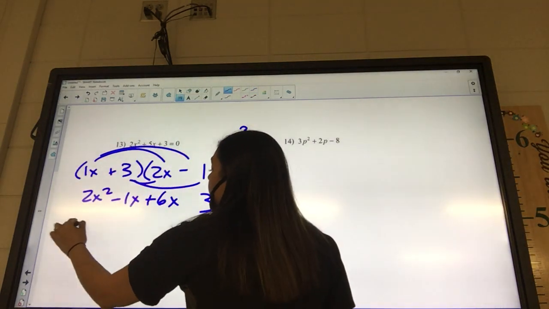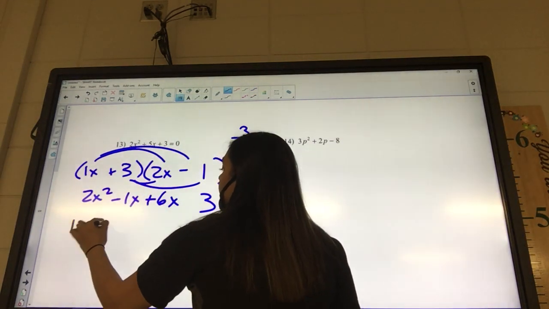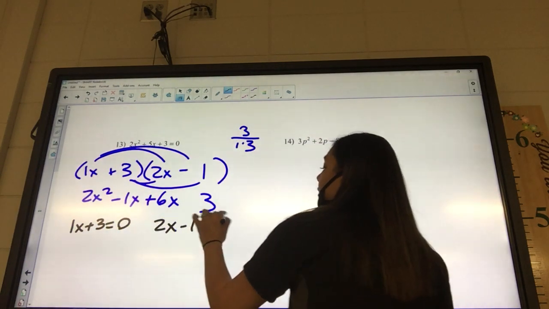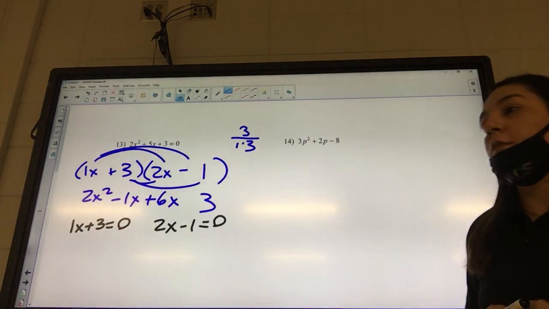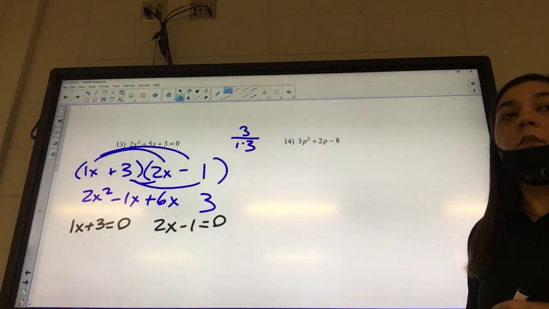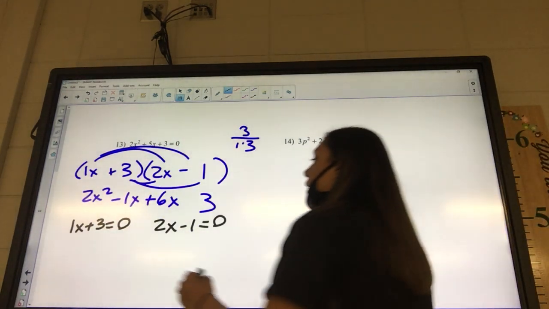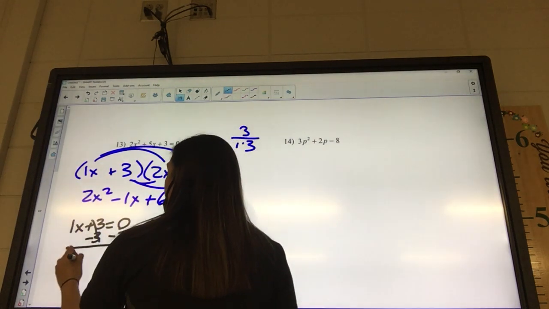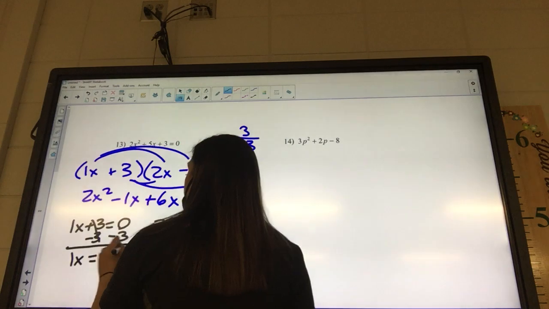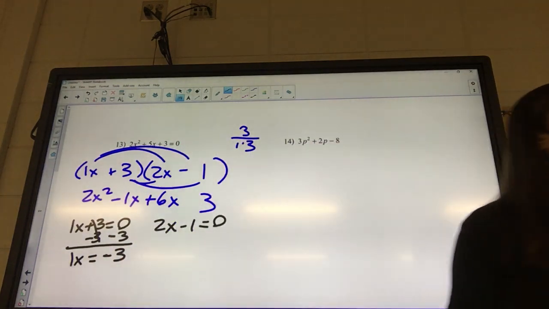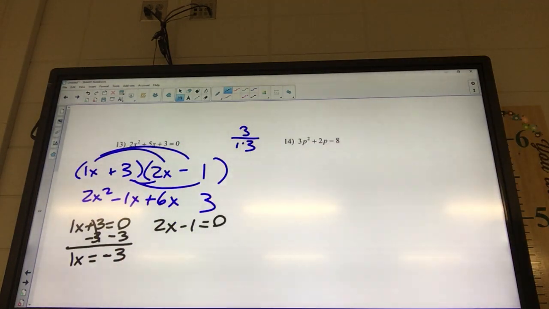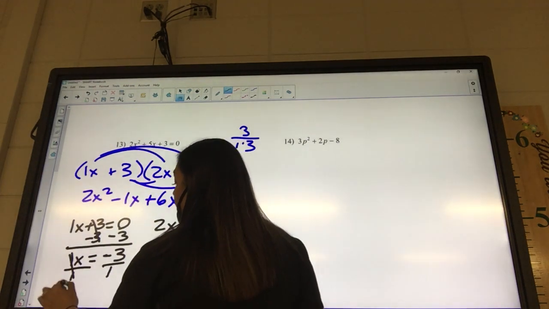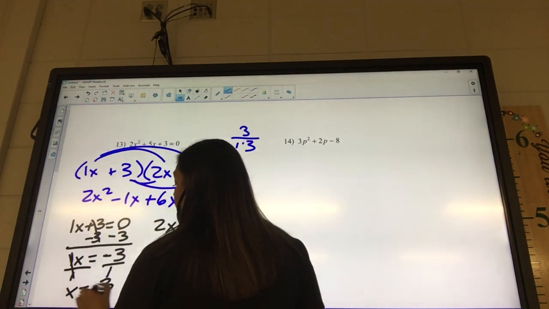So we're gonna say 1x plus 3 equals 0. 2x minus 1 equals 0. Minus 3 from both sides. So I got 1x equals negative 3. Divide by 1. X equals negative 3.